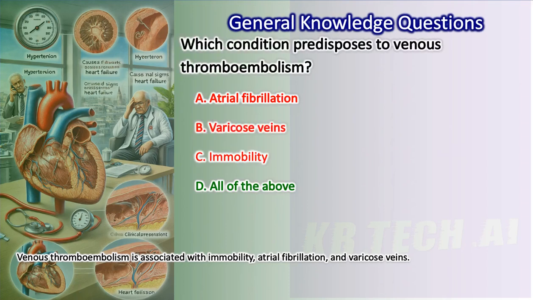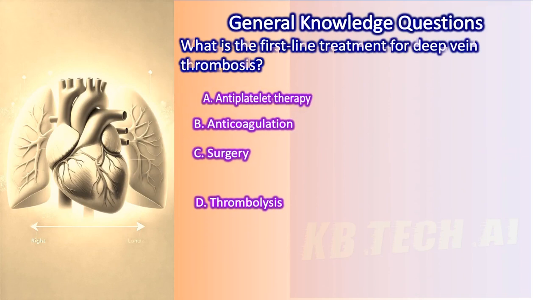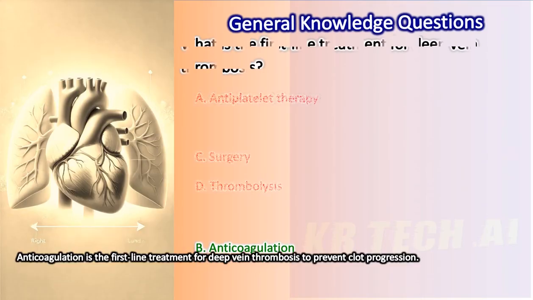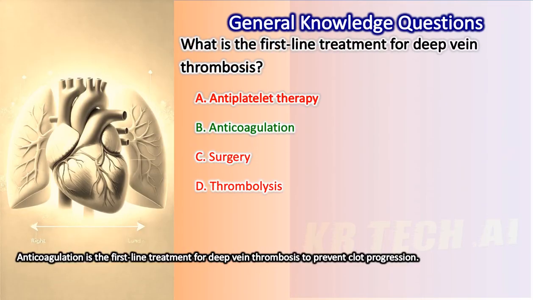All of the above. Which is the first-line treatment for deep vein thrombosis? Option 1. Antiplatelet therapy. Option 2. Anticoagulation. Option 3. Surgery. Option 4. Thrombolysis. The answer is option 2.